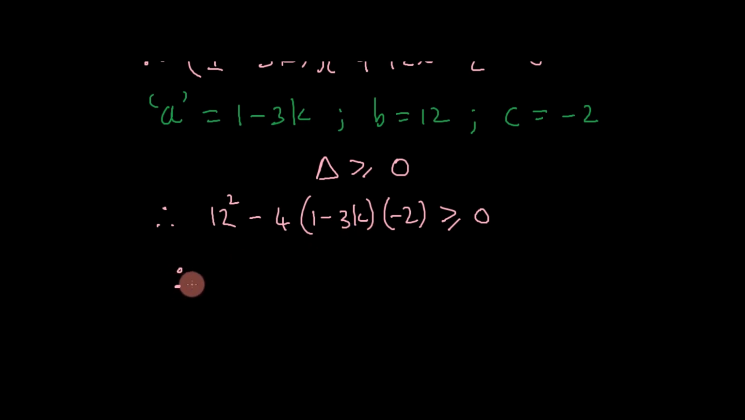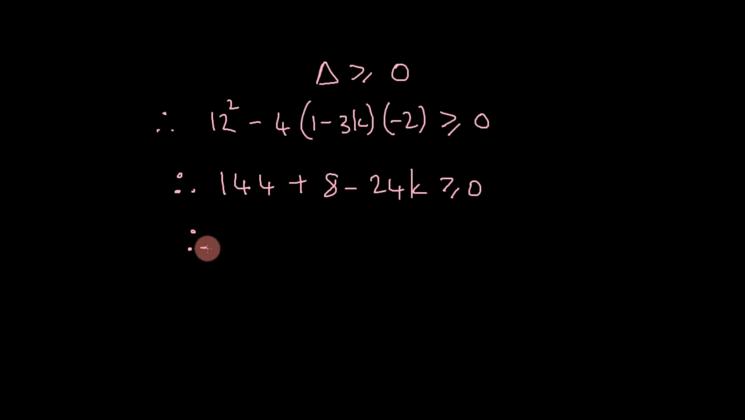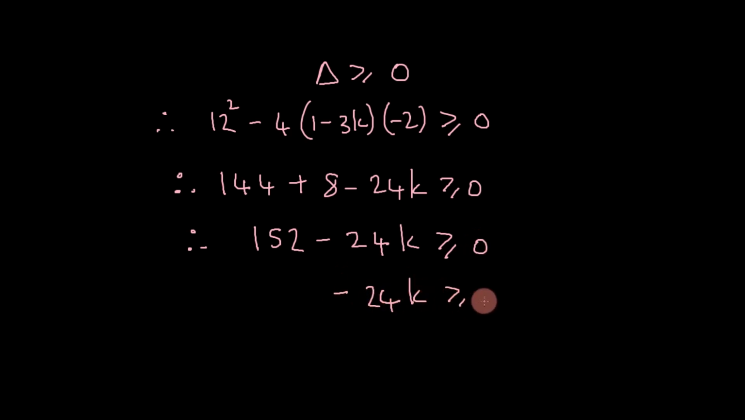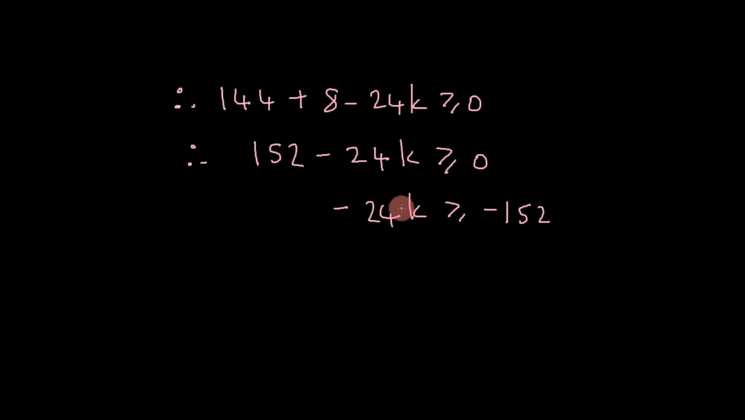We can simplify this. So -2 times -4 times -2 is positive 8. And we can multiply the positive 8 into the brackets here. Now we can solve for k. So 144 plus 8. We can divide the -24 into the right-hand side, and the inequality will switch around. So less than or equal to 152. A minus divided by a minus, of course, is a plus. So 152 divided by 24.